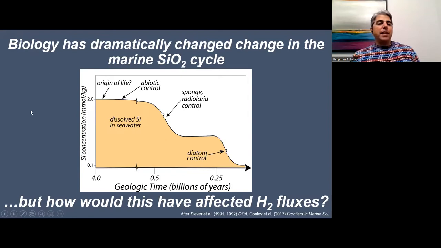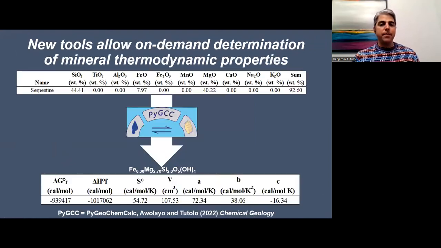So can we actually now do something with this knowledge about the fact that silicon concentration has changed over geologic time and that silicon activity will affect hydrogen production? Can we predict how the hydrogen fluxes would have changed? To do that, we can use this new tool that we published in Chemical Geology earlier this year, known as PyGeoChemCalc. What this can do is we can take an electron microprobe analysis of a mineral like serpentine, which you see here. So we have your typical cation-anion distribution. We can take that and turn that into a mineralogical formula.